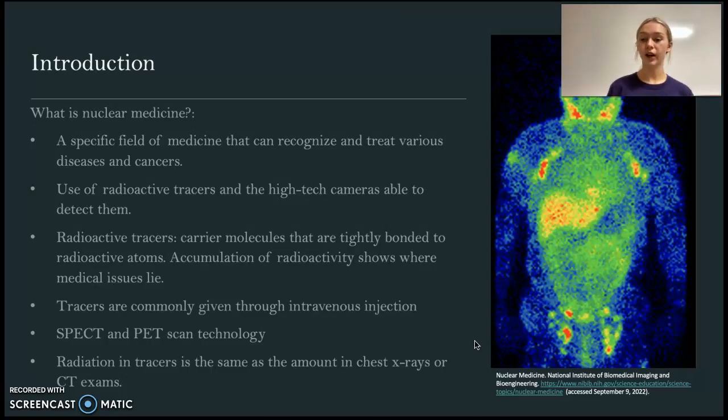So this is done through SPECT and PET scan technology. SPECT is single photon emission computed tomography, and PET is positron emission tomography. These are very similar, but there are a few minor differences between the two, such as the type of tracers used and what they're able to detect. But they're both very popular in nuclear medicine. And the radiation in tracers is the same amount given in your typical chest X-ray or CT exam.